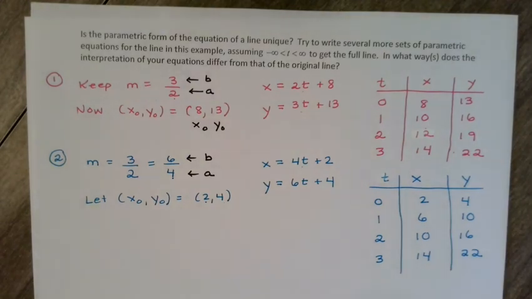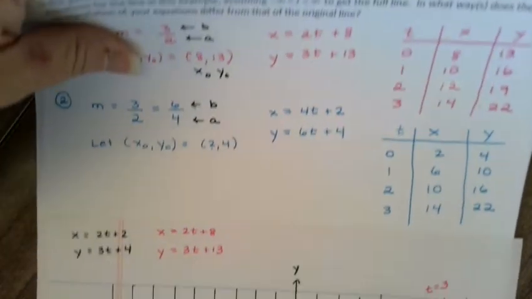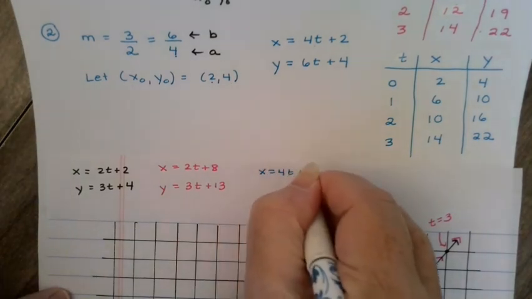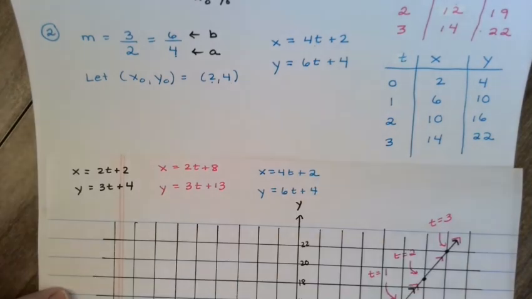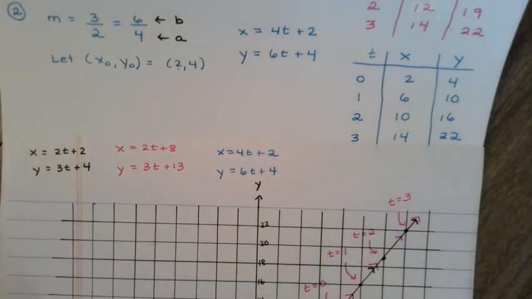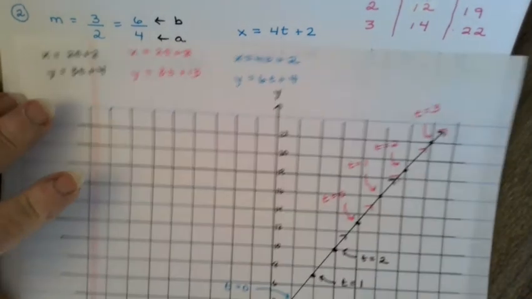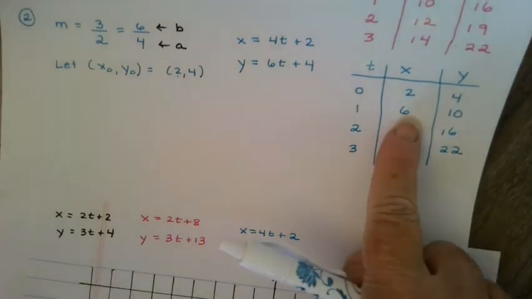Let's go ahead and see what happens to our graph using these values. Okay. So this third one is my equation: x equals 4t plus 2, and y equals 6t plus 4. So we still started here at 2, 4. That was our t equals 0. But then t equals 1 was 6, 10.